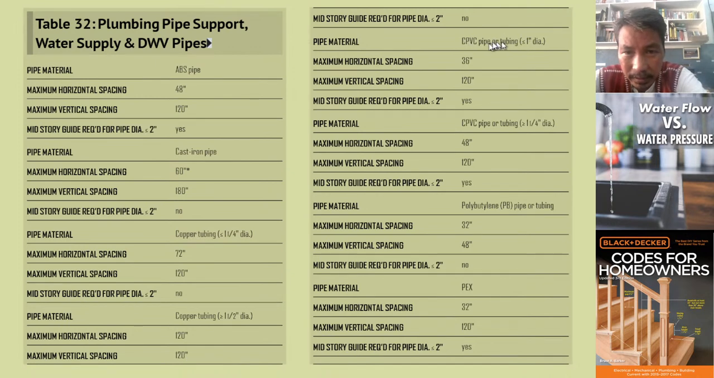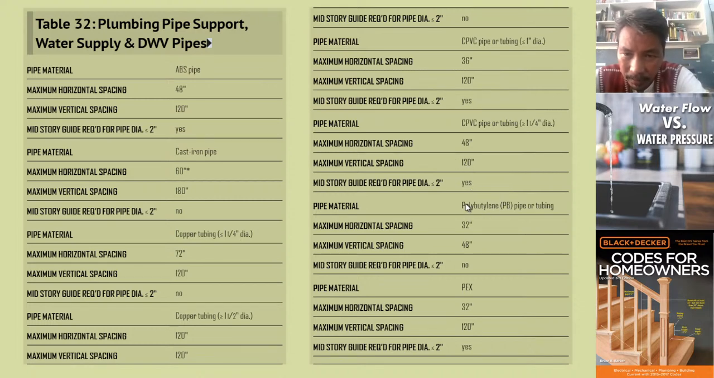Next is plastic. CPVC is a plastic material. Take note, 36 inches. Compared to ABS, which is also a plastic, 48. This is 36. So meaning to say, ABS is stronger material than CPVC. 36, 120. Need support, yes. Okay, so bigger size CPVC material. This is bigger, 48. This is the same, 48. 120 there. Support, yes.